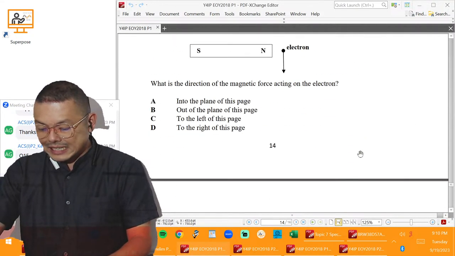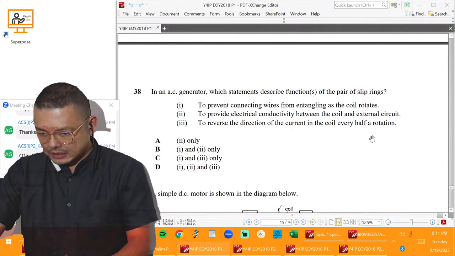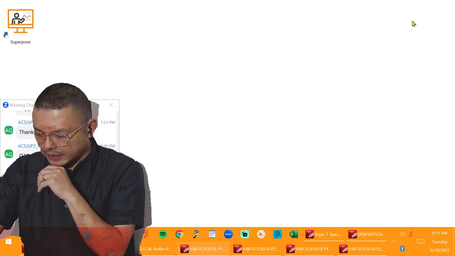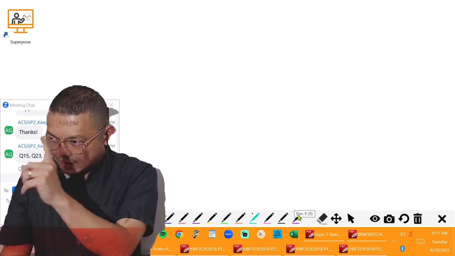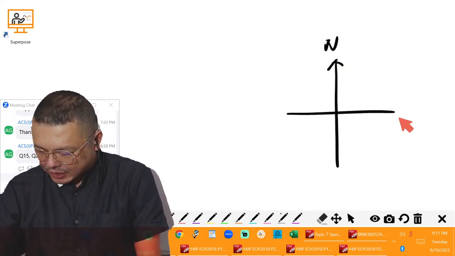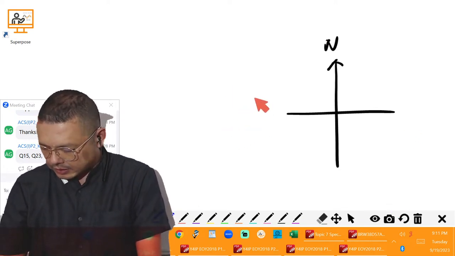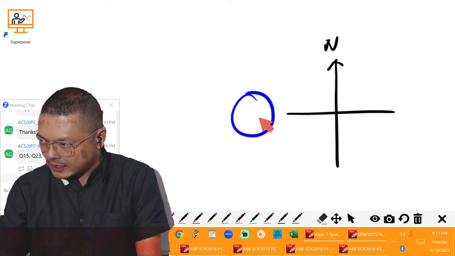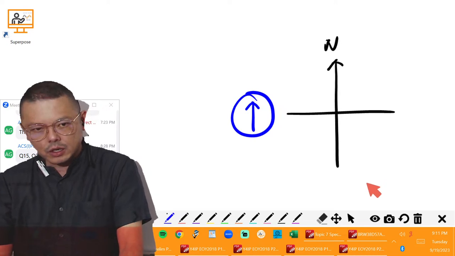What's that? 38 and 39. Hang on, guys. Let me give you an extra side quest. Let's say this is the normal, generic directions that we have. If you have a compass, where does it point? Right, it points this way. Good. All right.